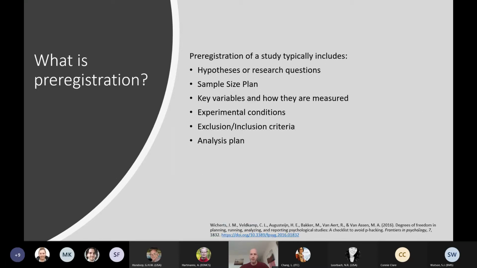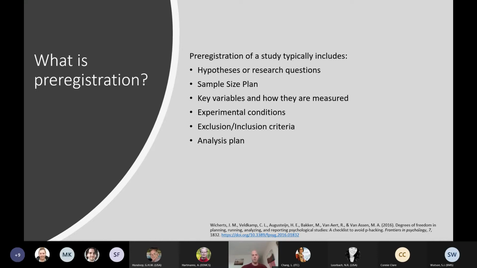Let's take an example of a study that compares two navigation systems to understand what exactly a pre-registration includes. First of all, a pre-registration includes a list of hypotheses or research questions. For example, navigation system A is more efficient than navigation system B. Then it also includes a plan for the sample size. For example, how many participants are you planning to recruit for your study? Which variables are you measuring? For example, the time needed to find a target using one of the two navigation systems.